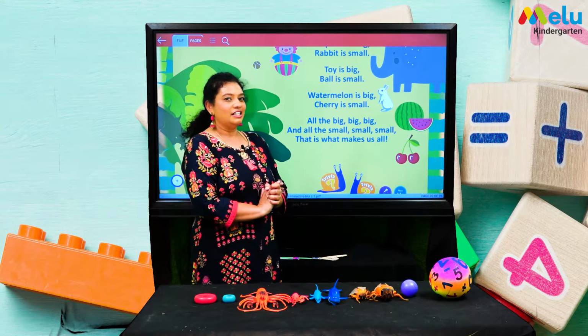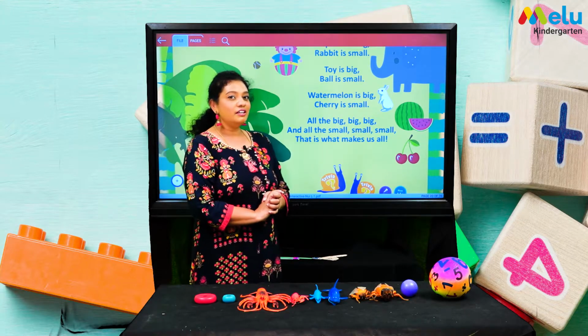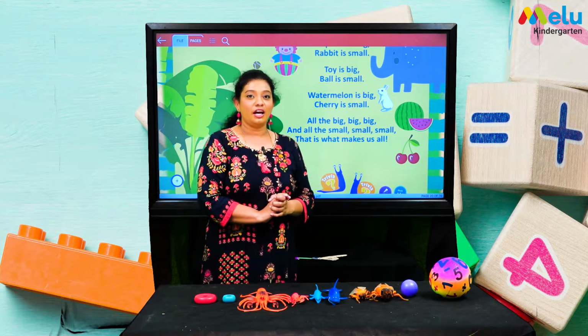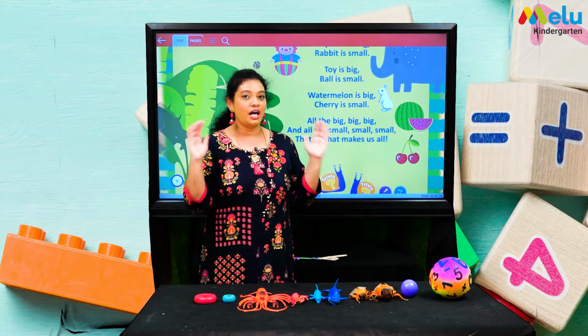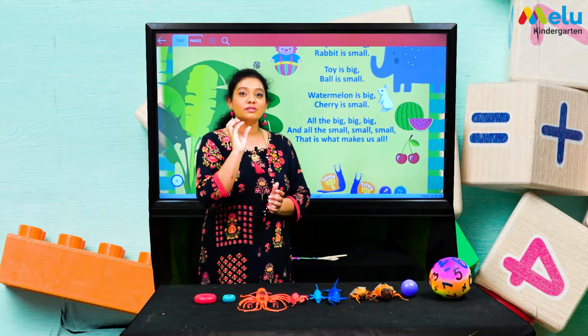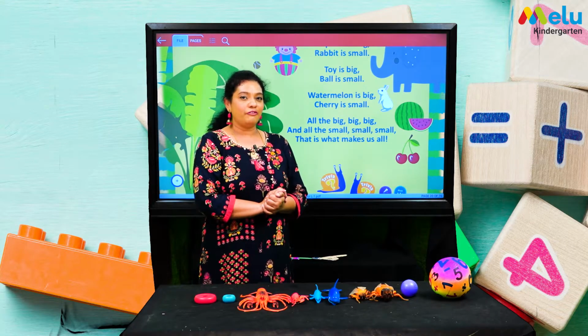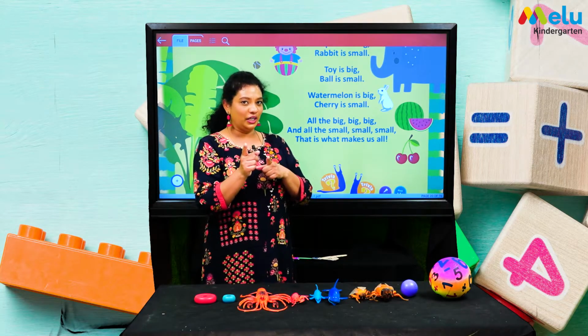Okay, children? So we have learned a beautiful rhyme and examples of why an object is called big and why an object is called small. Now let us see a few more examples waiting for you in line.